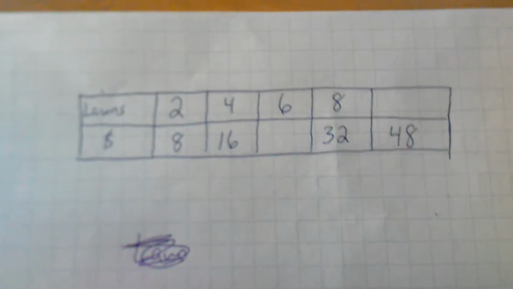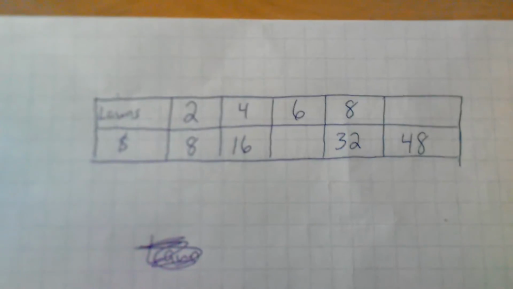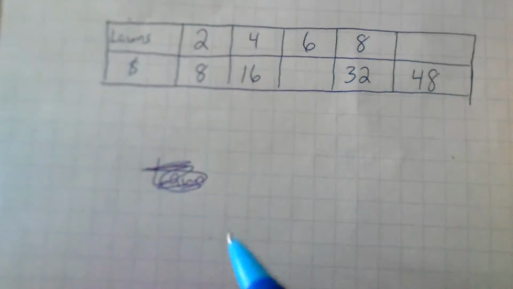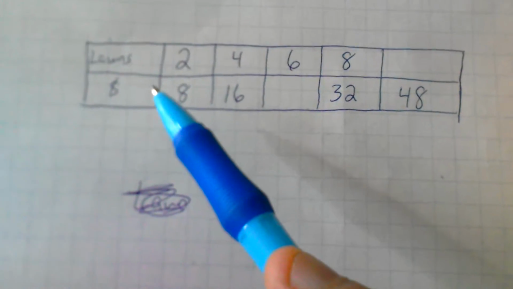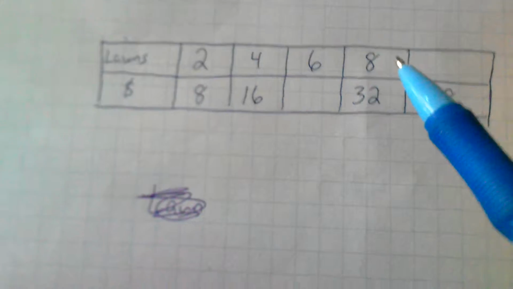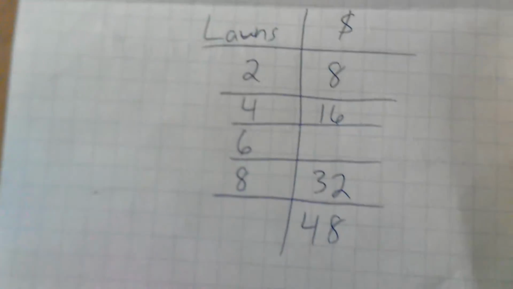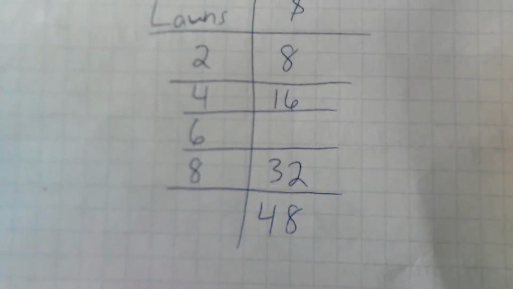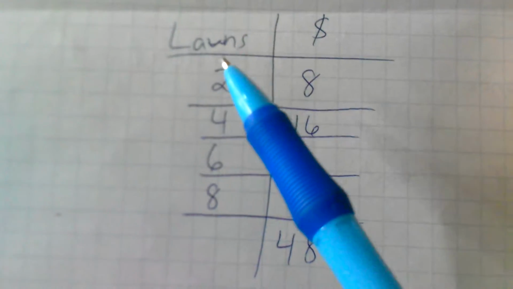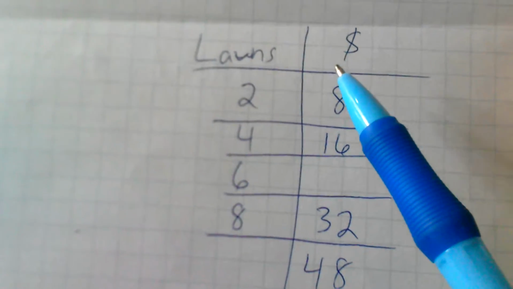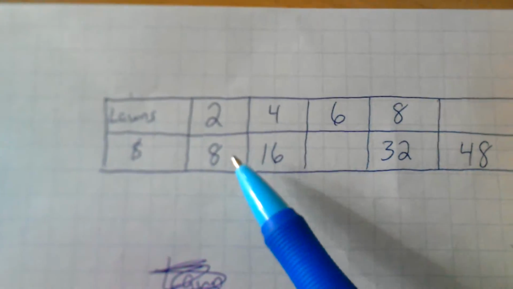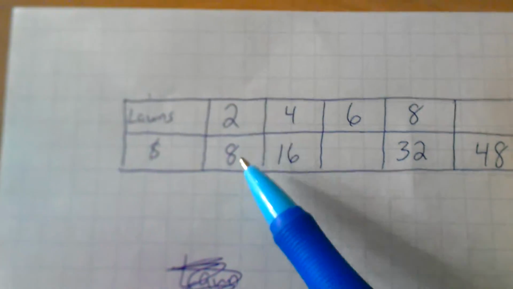Ratio tables are another way to look at ratios. In this one, I'm comparing my lawns to my amount of money. This is a vertical table as opposed to a horizontal table. Both of them actually say the same information, comparing my lawns to my amount of money. Okay? So when I'm dealing with a ratio table, I need to also compare my lawns to my amount of money.